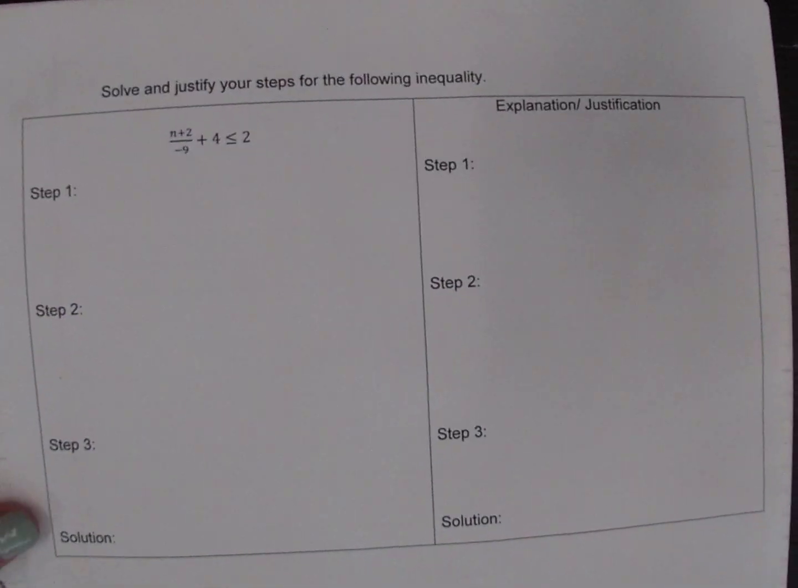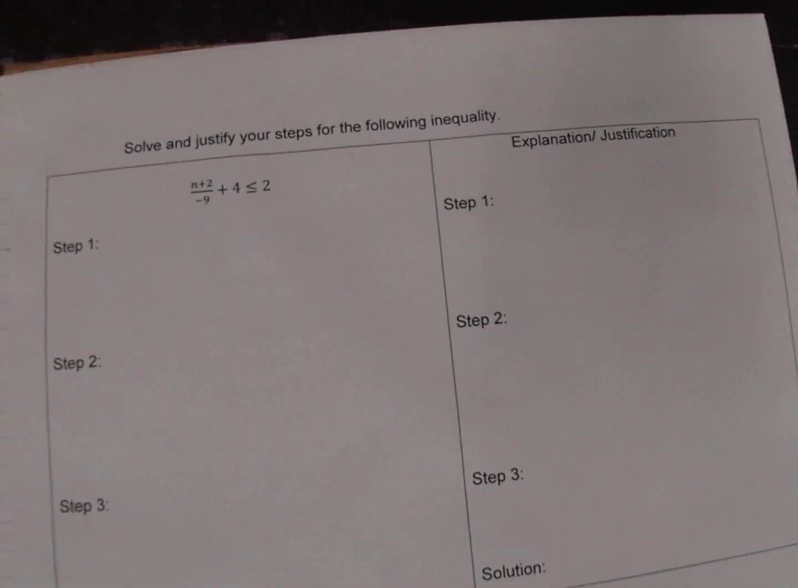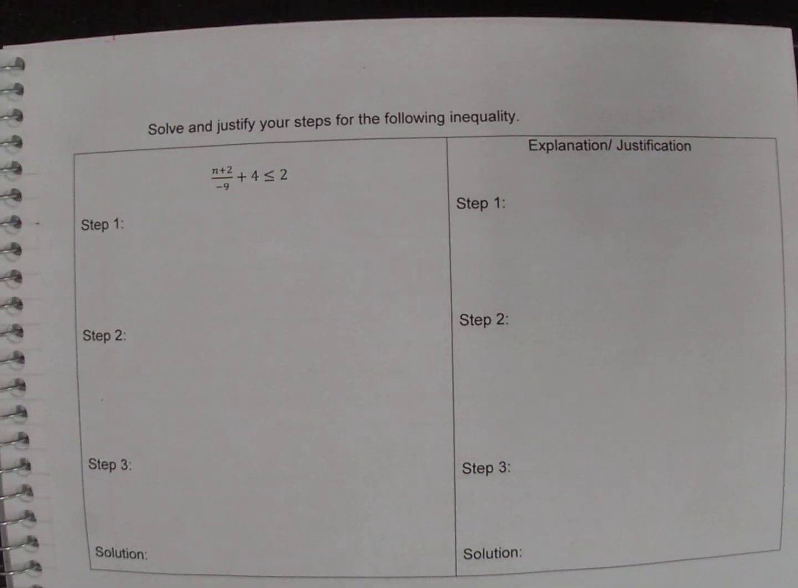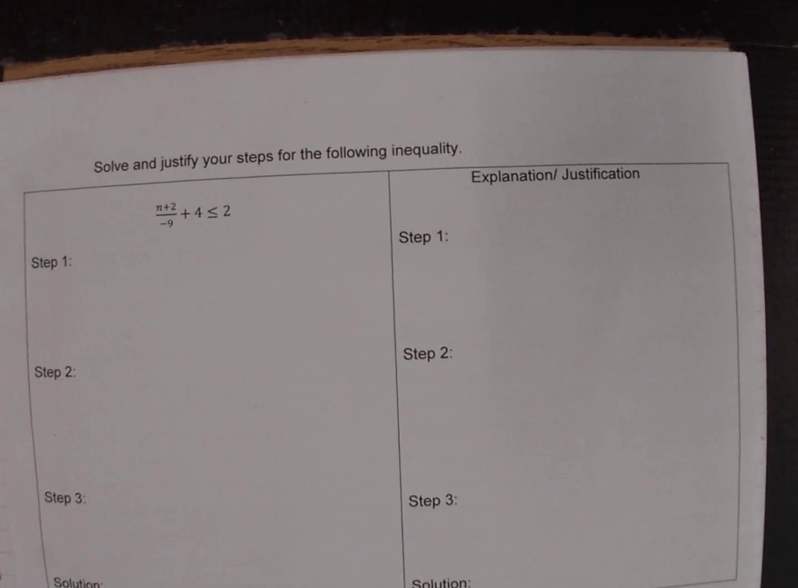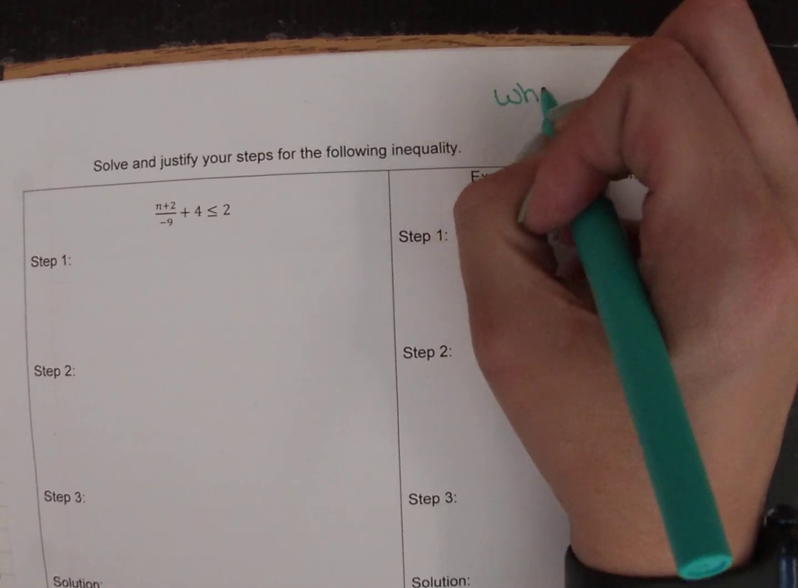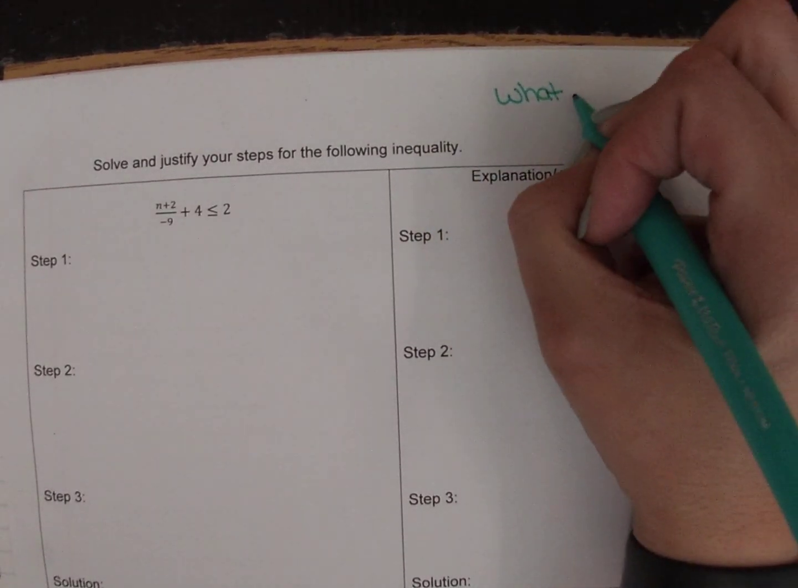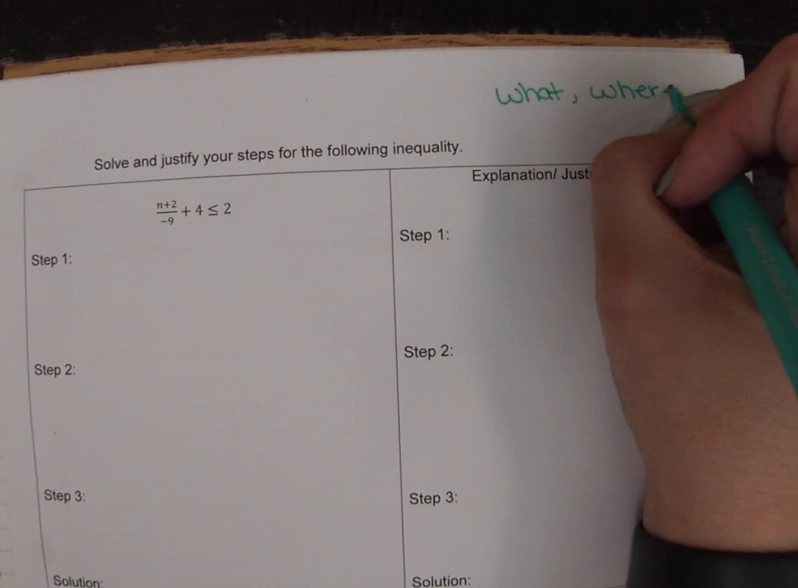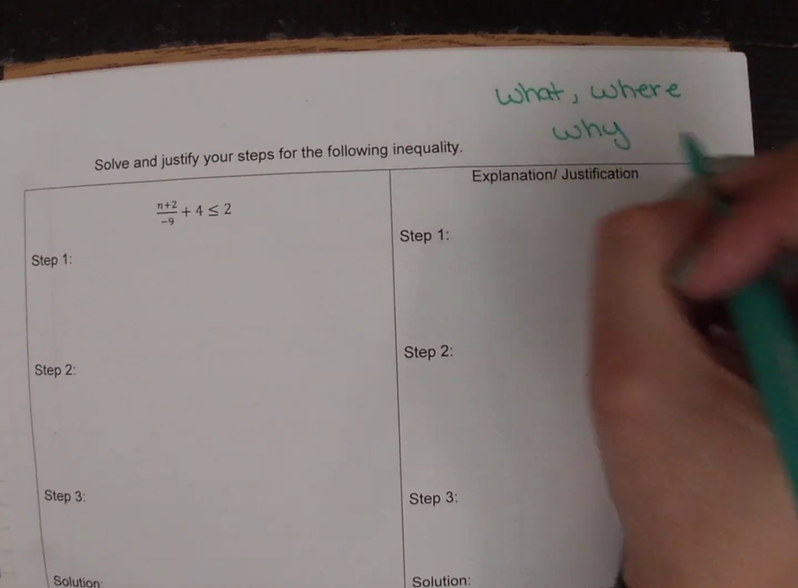Okay, now we can take all of that knowledge that we've done and put it together with taking a problem and solving it and then justifying our steps. No real changes here. We are still wanting to talk about the what we did, the where we did it, and the why we did it. We need to include those 3 pieces every single time.